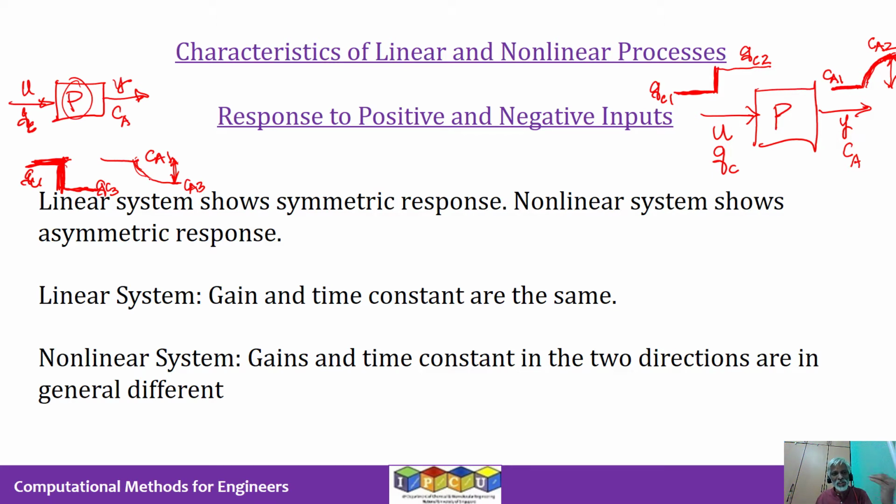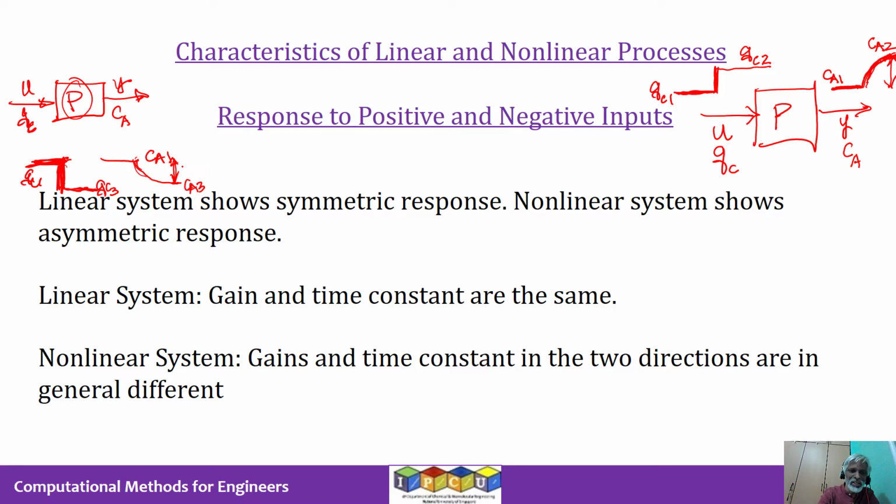So a characteristic of a linear system is that it shows a symmetric or a proportional response. Nonlinear systems will not show the symmetric or proportional response. Nonlinear systems response can be expected to be asymmetric. Okay, so that's one characteristic. The other thing is the linear system, right? The gain and the time constant are the same. That means the gain is what I mentioned just now, right?